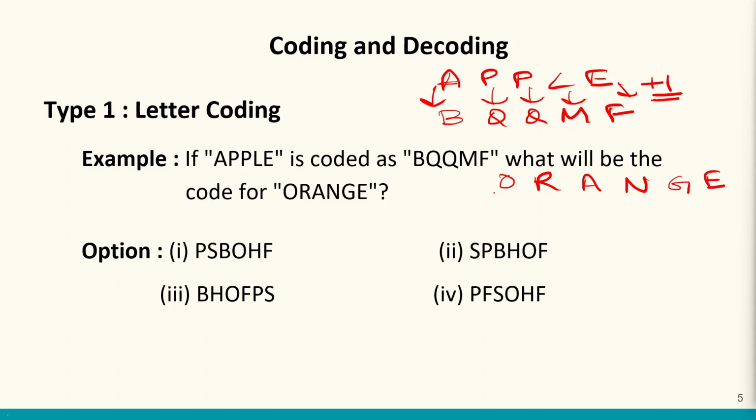So while coding orange, we'll go just one position forward. So O will be coded as P, R will be S, A as B, N as O, G as H, and E as F. Options P, R, S, A, B, N, M, G, H, N, O, G, H, E, F. So our coding will be P, S, B, O, H, and F. So option number 1 will be the correct answer.